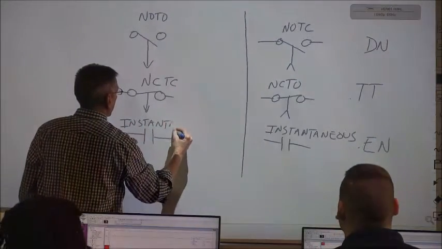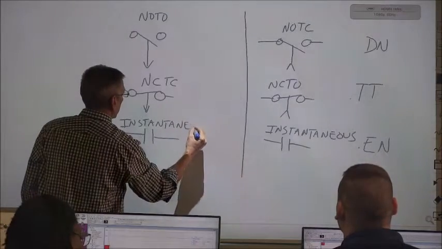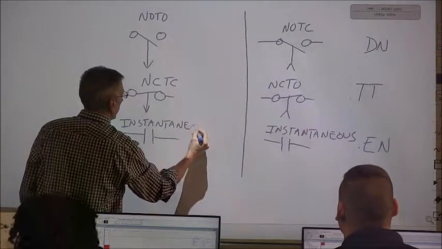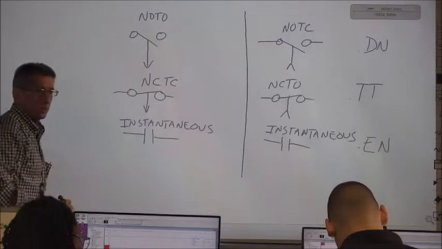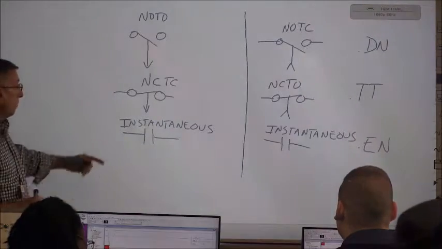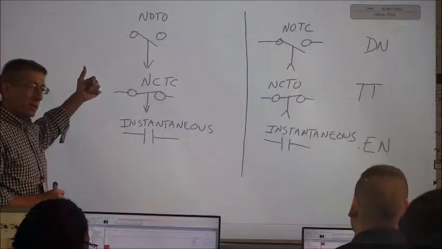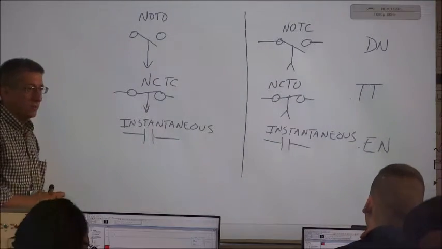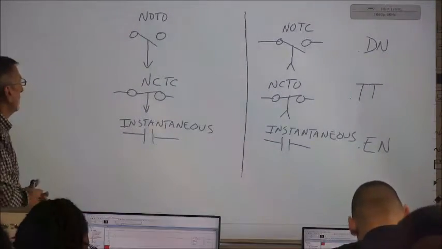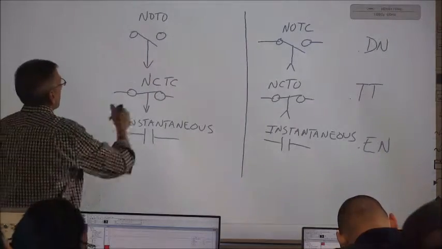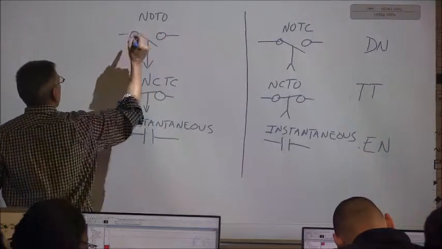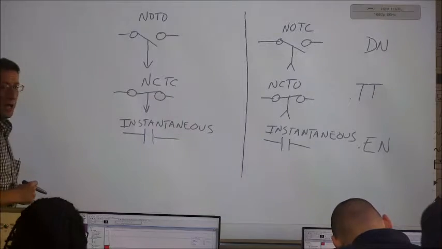Is that supposed to be timed open on the second one, or timed closed? It's time closed. Normally closed, time closed, because it opens immediately, right? As soon as we energize, it opens immediately, and then it's timed closed. Now, which timer bit do we use for each contact?